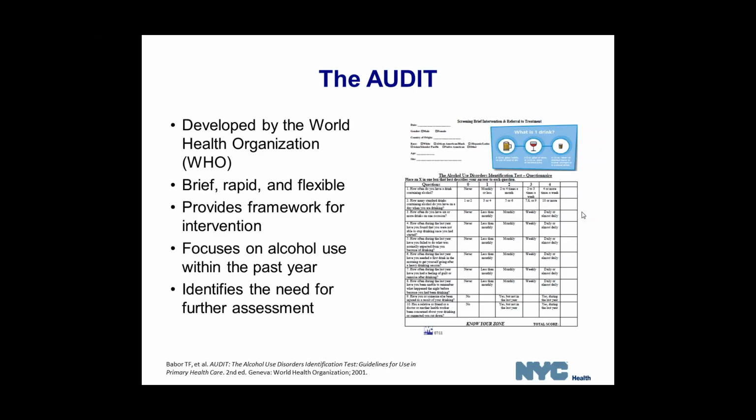The AUDIT stands for the Alcohol Use Disorders Identification Test and was developed and validated by the World Health Organization. It's a brief, 10-item screen that indicates a patient's alcohol risk level. The AUDIT provides a framework for intervention by identifying hazardous and harmful alcohol use. The reference point for this screen is the past 12 months. The AUDIT is not a diagnostic tool, but more of a reliable indicator of the presence or absence of unhealthy use.